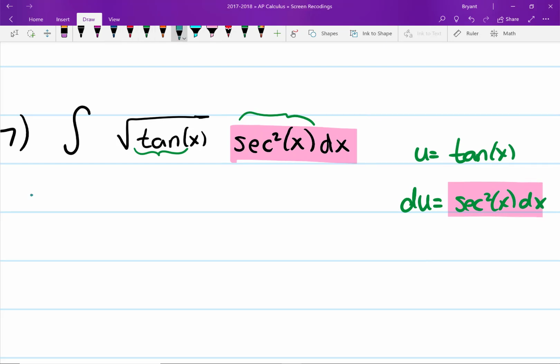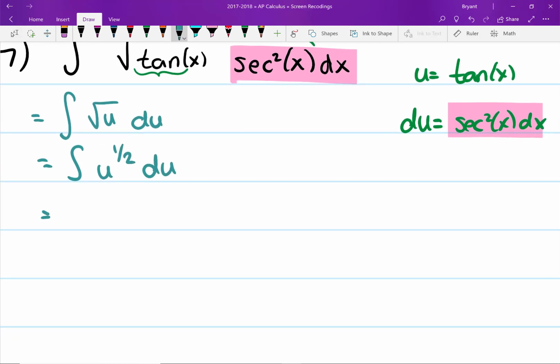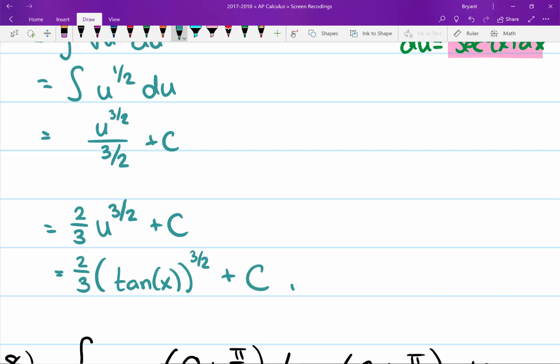So now I'm going to rewrite my integral as the integral of the square root of u du. I find it's very helpful to write this as u to the power of 1/2. And from here now I'm going to integrate, and I'm going to get u to the 3/2 divided by 3/2 plus c. This is going to give me 2/3 u to the 3/2 plus c, because when you divide by a fraction, you multiply by its reciprocal. So this is going to be 2/3, and my u was equal to tangent of x, to the 3/2 plus c. All done. Easy peasy, lemon squeezy.